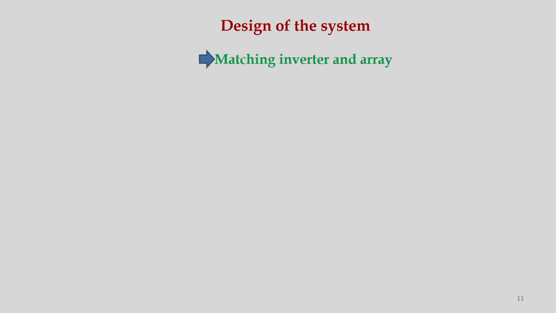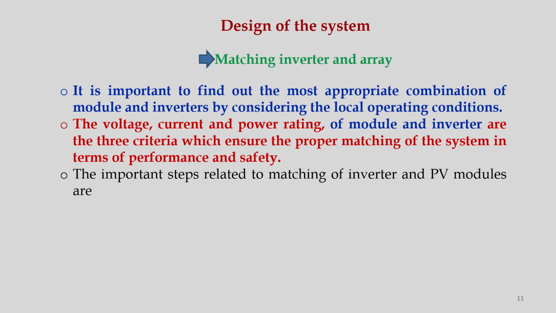Now come to the matching of inverter and array. How are we doing it? It is important to find out the most appropriate combination of module and inverter by considering the local operating conditions. The voltage, current and power rating of module and inverter are the 3 criteria which ensure the proper matching of the system in terms of performance and safety. This is very, very important. What we are doing actually is that voltage, current and power ratings have to be matched.